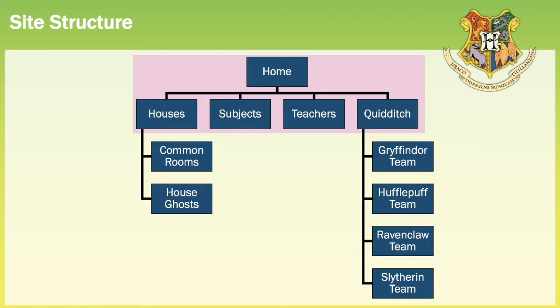This is how our Hogwarts website is structured. We start with landing on a home page, which is normally called index.html, and then from there we can go to houses, subjects, teachers and Quidditch. And these 5 pages are going to form our navigation bar.